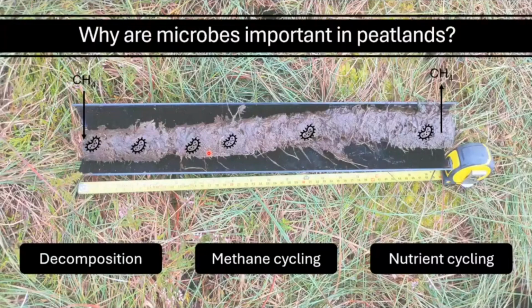As well as these roles in greenhouse gases, peatlands can also help with nutrient cycling. Peatlands are quite a nutrient-poor environment, which is why you get carnivorous plants like sundews that use insects to get their nutrients. But microbes are able to recycle the few nutrients that are present and make them available for plants so they can actually grow. And we know that microbes have these important roles in peatlands, but there's a lot that we just don't fully understand, and that's where my PhD comes in.